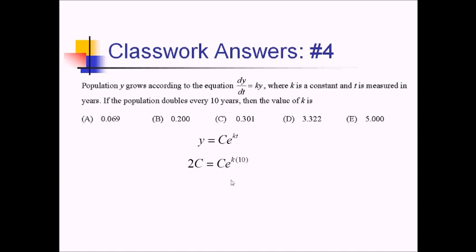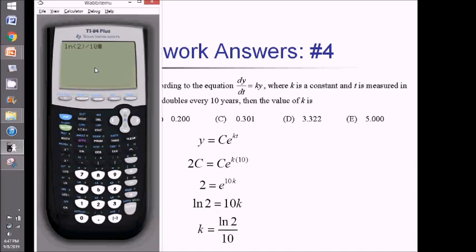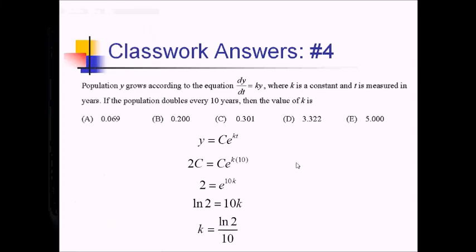We actually have everything we need now to solve for k. We don't know what c is, but they cancel out anyway when we divide both sides by that. So we just have 2 equals our exponential term. Now to get rid of e, I have to take the ln of both sides. So I have ln of 2 equals just 10k. And dividing both sides by 10, let's see what that ends up giving us on the calculator. So plugging that in, we get about 0.069, which is going to give us answer choice A.